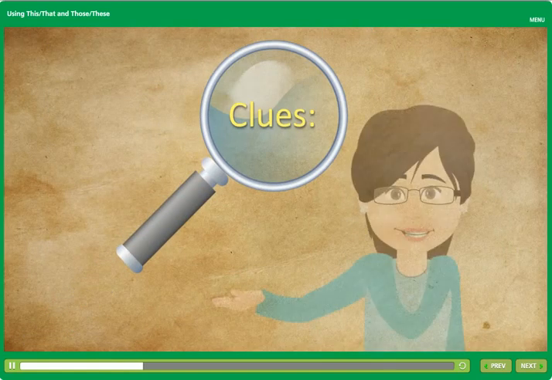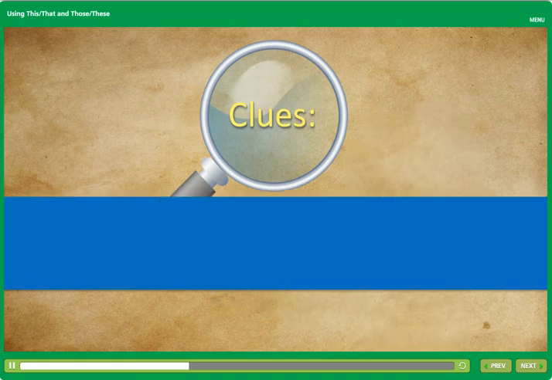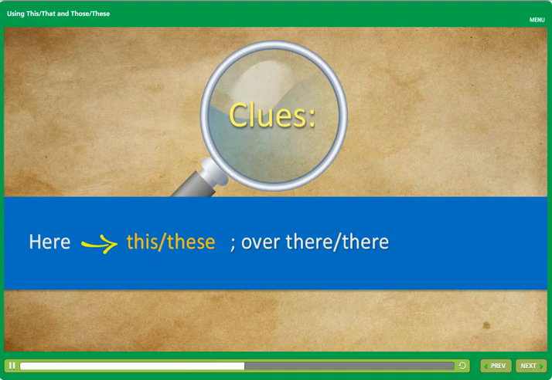If you do not have pictures that show you whether something is close or far, you should read the sentence carefully for clues. Whenever the word here is used, we are going to use this or these depending on the number of things being referred to. Similarly, the words over there or there indicate distance and suggest the use of that or those.